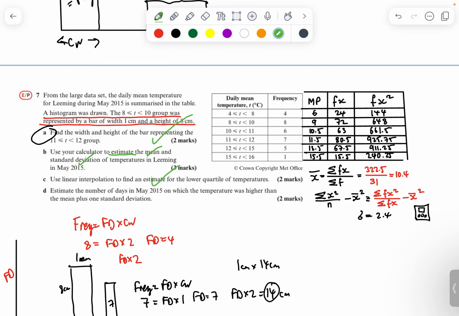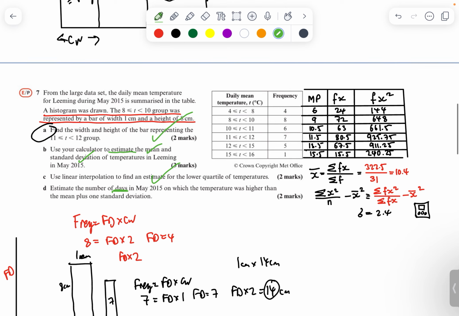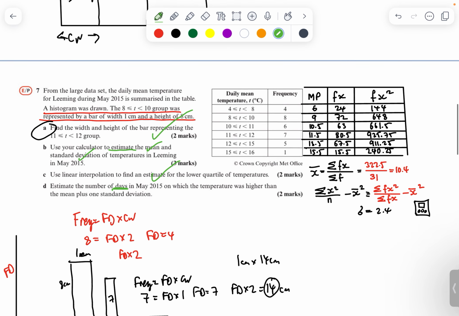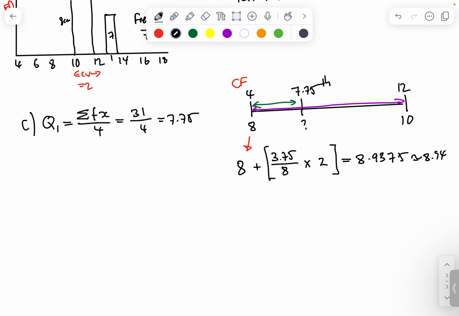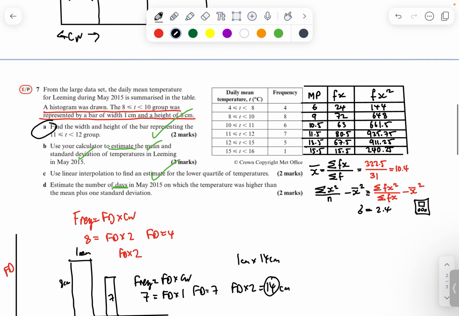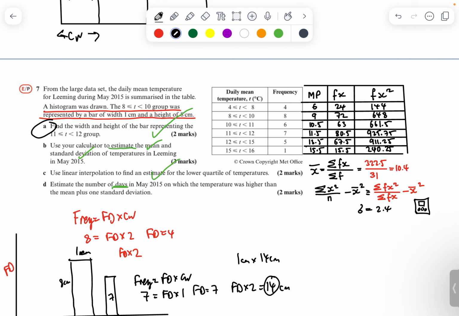So that is our linear interpolation. Okay, now D says estimate the number of days this time in May in which the temperature is higher than the mean plus 1 standard deviation. Right, so first thing we need to do is work out what is the mean plus a standard deviation. Well, the mean was 10.4 plus a standard deviation, which is 2.4. So that means 12.8 degrees centigrade. We want to know how many days are more than 12.8 degrees centigrade.